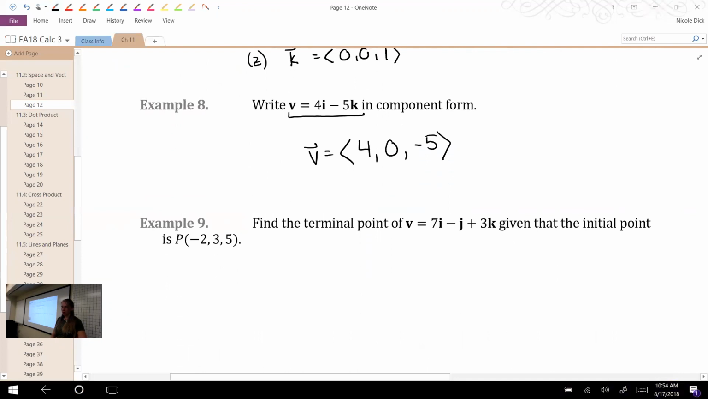Example 9 says find the terminal point of vector v, given that the initial point is that one given there. So when we are given this, we don't have to work with it in component form, but just to get a little bit more practice here, what would this look like in component form? 7, -1 and 3. Yep. Okay. So now we have component form or standard unit form. Again, work with whatever one makes more sense to you.